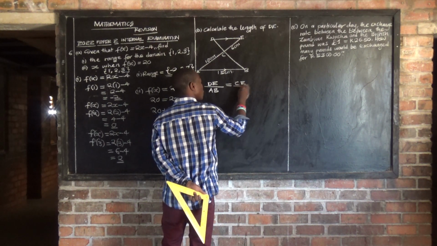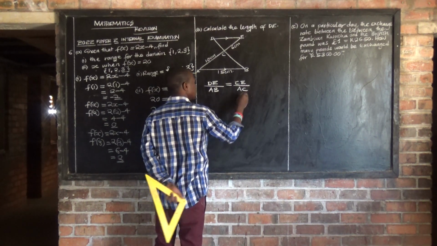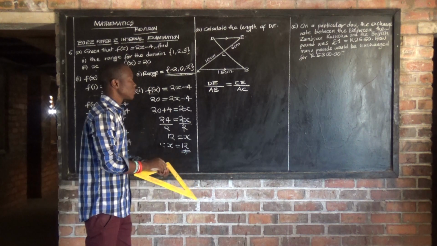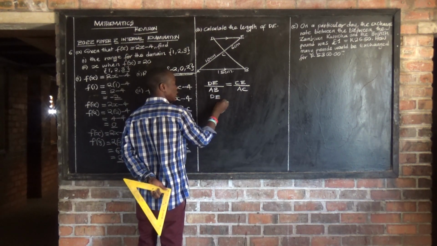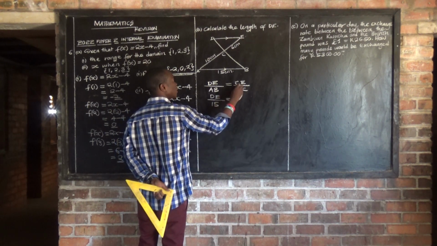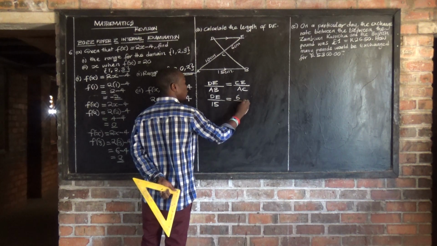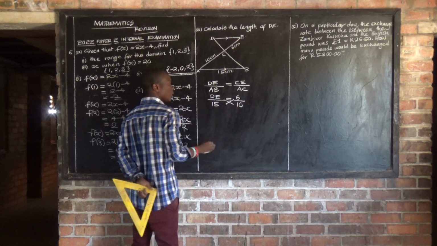CE corresponds with which side? AC. Are we together? We can now substitute. We don't have DE. This is what we want. DE over what is AB? 15. Take note, CE is 6, over AC, 10. Then cross multiply, okay?